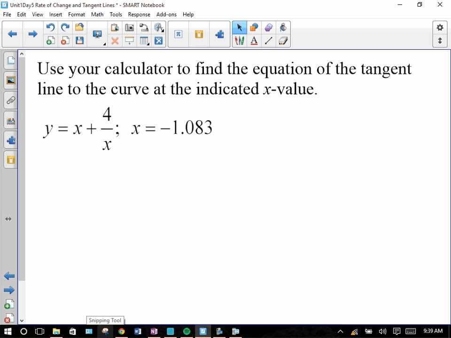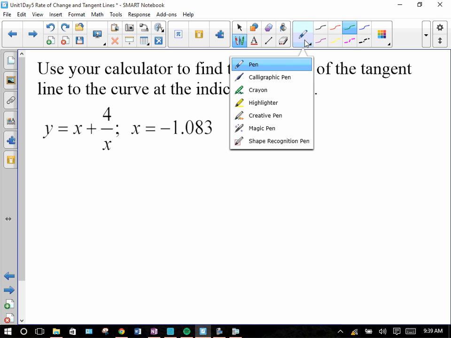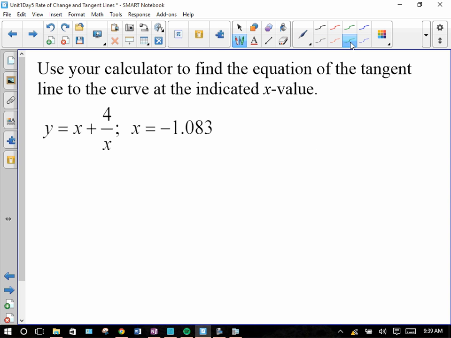What two pieces of information do we need to know? We only need one line here because it's a tangent line, so we need to know the slope, and what else? The point, which is going to be f of a. In this case, what is a?